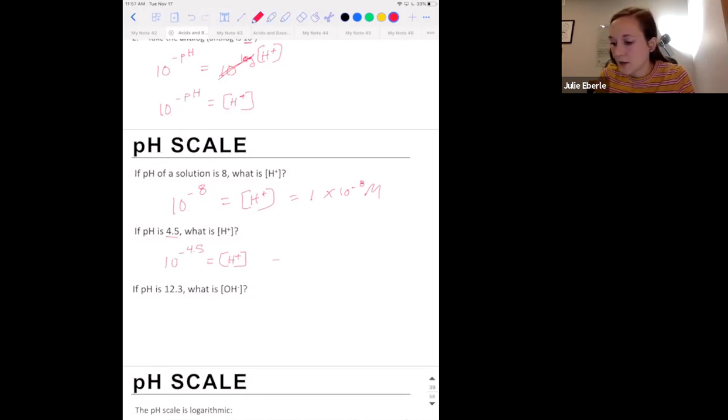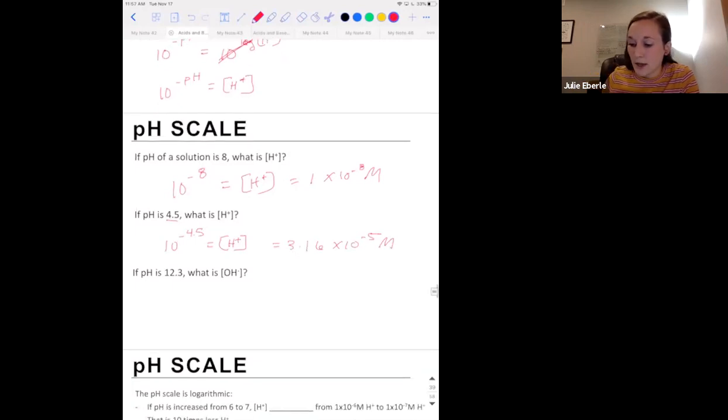Okay, Jen said she got 3.26 times 10 to the negative 5. Abby got 3.16 times 10 to the minus 5. Oh, Jenna says 16. Okay, 3.16. Thank you. Okay, do the next one.